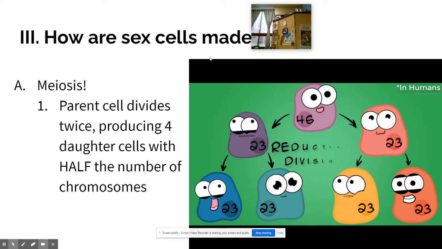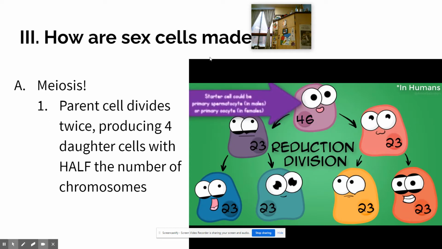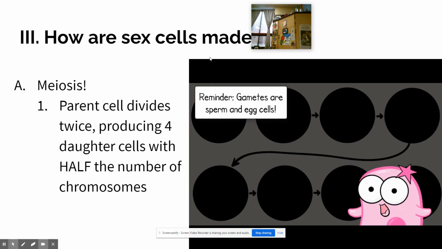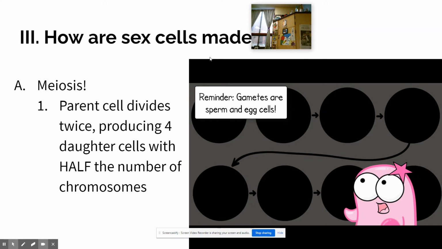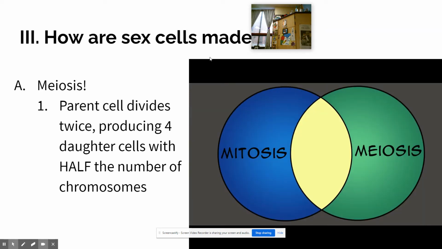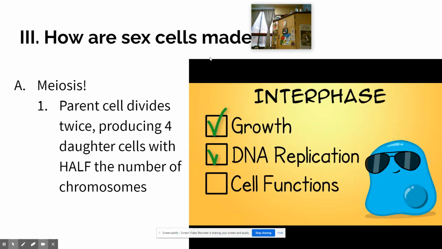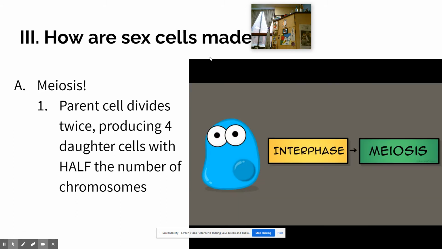Meiosis is what we call a reduction division because you have a starting cell that has 46 chromosomes, and your ending cell, the sperm and egg cells, have only 23 chromosomes. Before we can start getting into the stages of meiosis to make gametes, we have to remember what happens before meiosis can even start. Actually, this also happens before mitosis. It's the stage known as interphase. And if you remember interphase, it's when the cell is growing, it's replicating its DNA, it's carrying out cell processes, and just like mitosis, interphase happens before meiosis is even going to start.